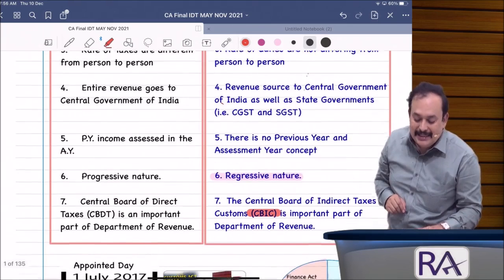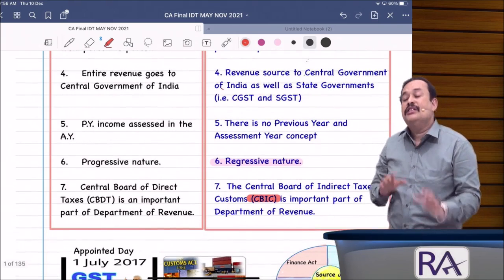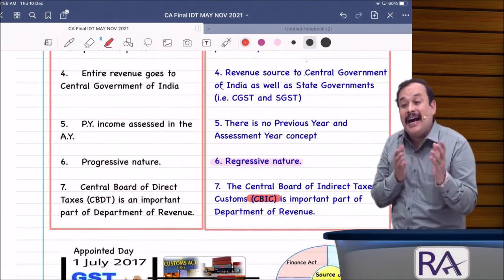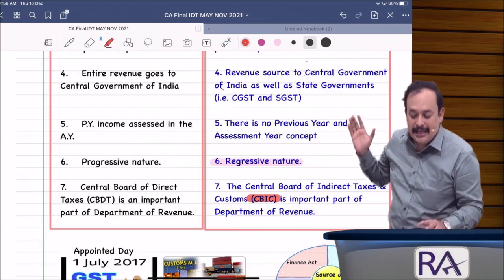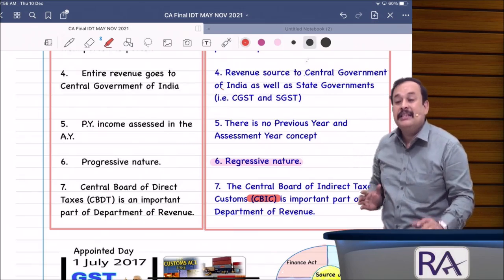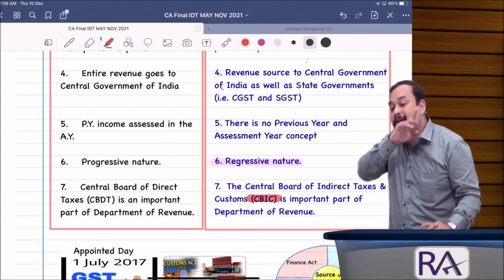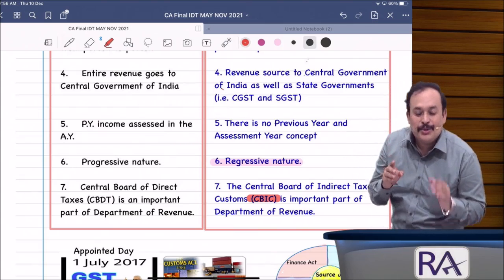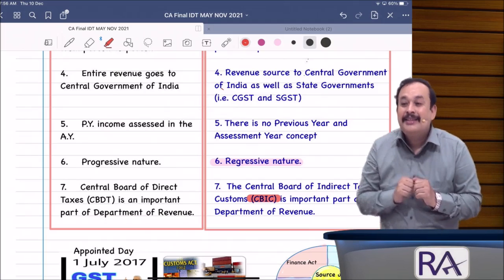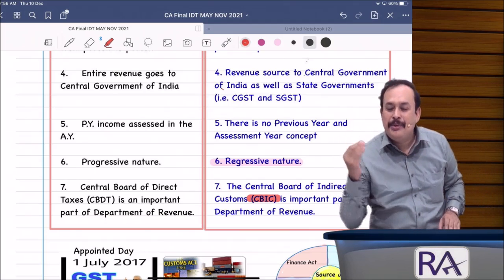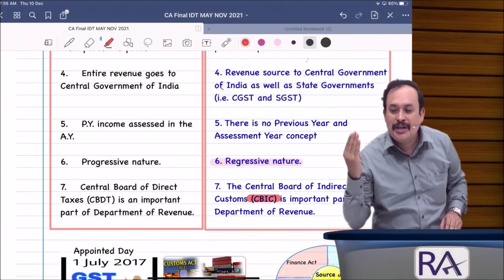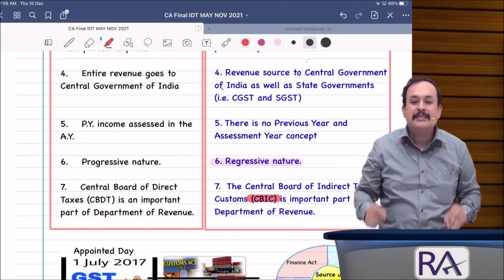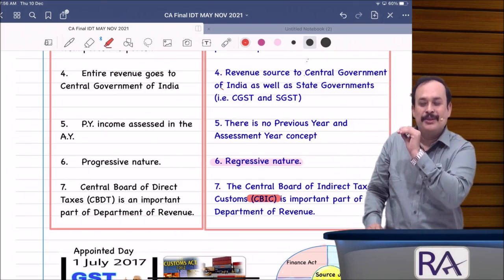Further, in indirect taxes there is no previous year and assessment year concept. Indirect taxes are of regressive nature. Indirect taxes are supervised by CBIC. CBIC means Central Board of Indirect Taxes and Customs. Got the clarity?